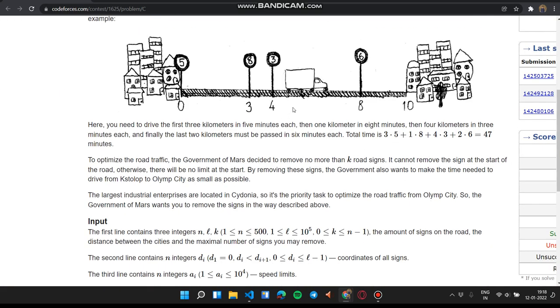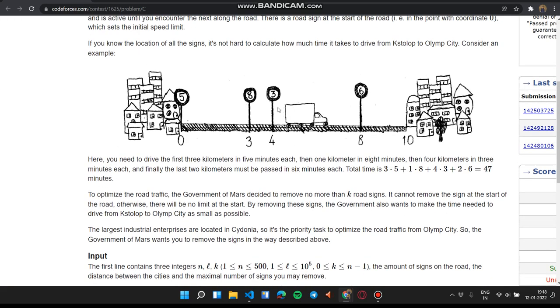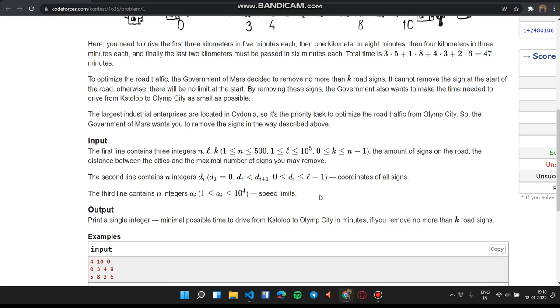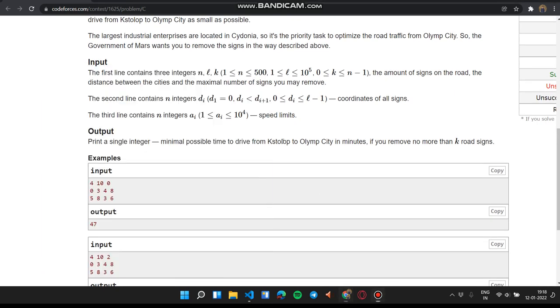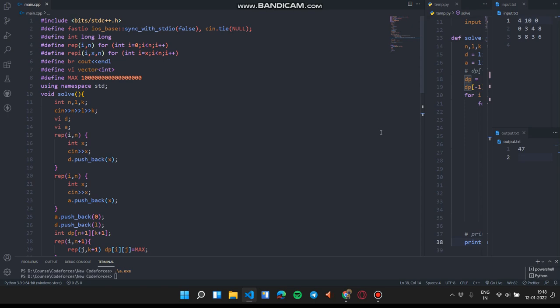So we are also given an integer k. We have to remove at most k speed signs such that the time required to reach from 0 to L is the minimum. At first I thought that a greedy approach would work fine, but the greedy approach will not work. You can use your brain and find out. So basically in this question dp was required.